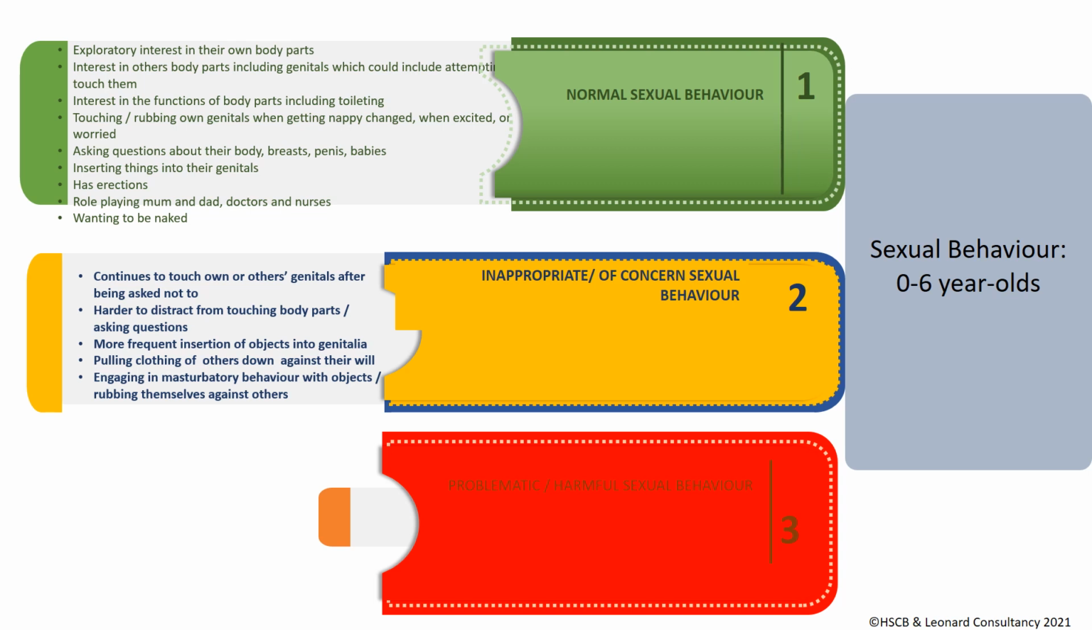They may also begin to engage in masturbatory behaviour with objects, rubbing themselves against others or against things. So although this is moving on from what was green, which was showing an interest in their genitalia, maybe rubbing themselves a bit, but being very easily distracted, not obsessed by it and not distressed by it either, this is much more an example of the child doing it more frequently, in a more obsessive way, and becoming much harder to distract from the behaviours.